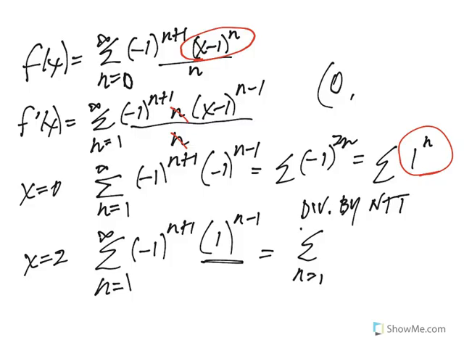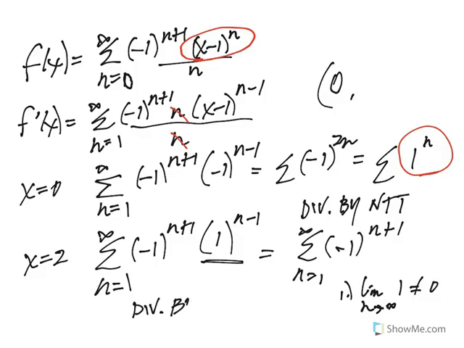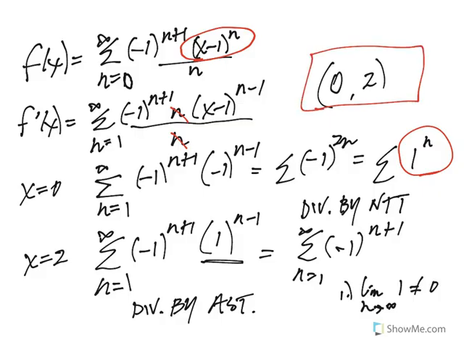This then turns out to be the sum from n equals 1 to infinity of negative 1 to the n plus 1. This is an alternating series. So I take the limit as n goes to infinity of 1. That is not equal to 0, so that diverges by the alternating series test, which means at 2, it's not included either. So my interval of convergence for f prime goes from 0 to 2.